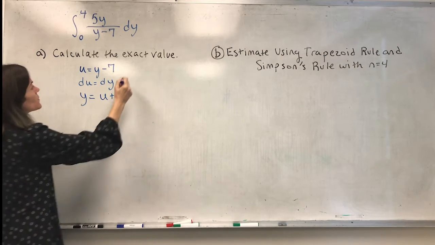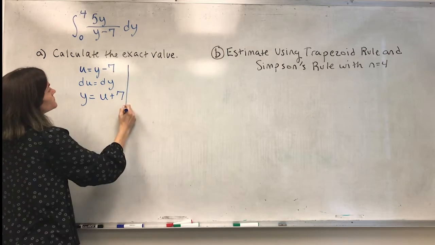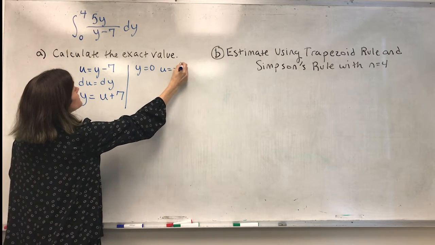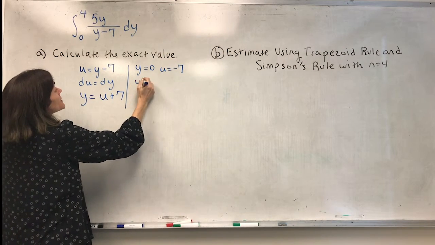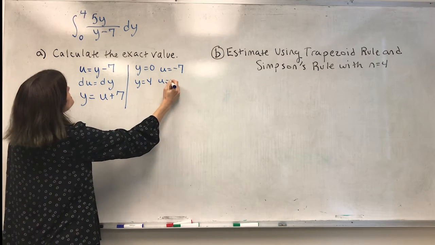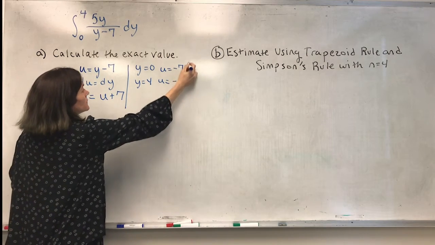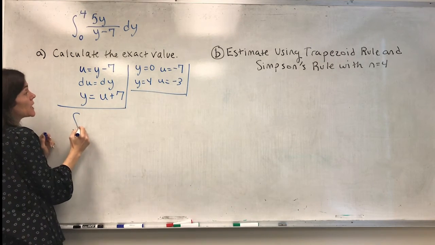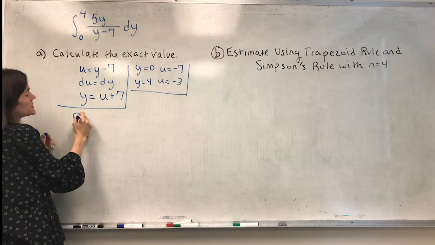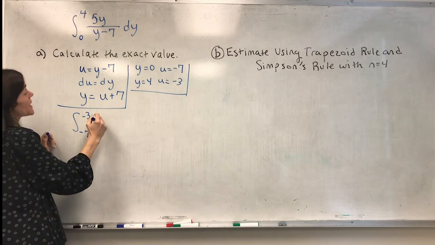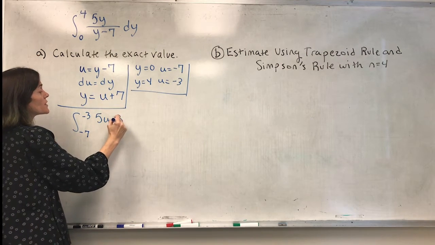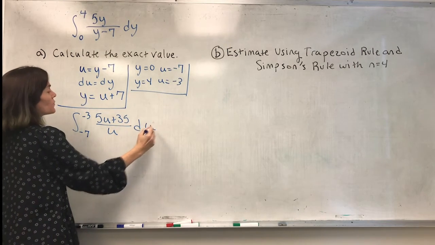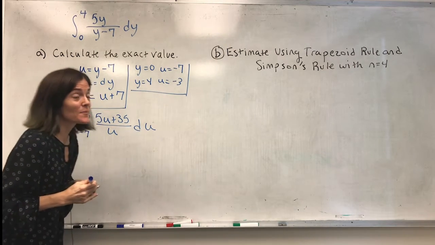So then I can write 5y, for example, as 5u plus 35. Now, let's see. We will change our bounds. When y is 0, u is -7. And when y is 4, u is -3. Okay. So we have an integral that goes from -7 to -3, and then we have (5u plus 35) over u du.